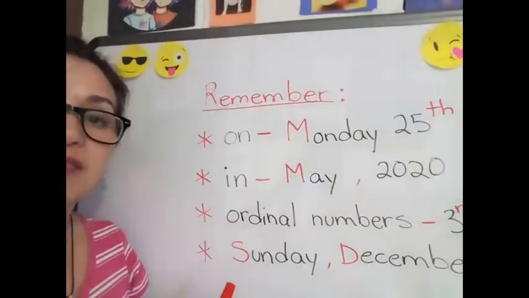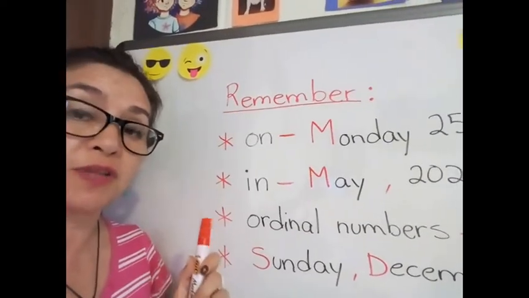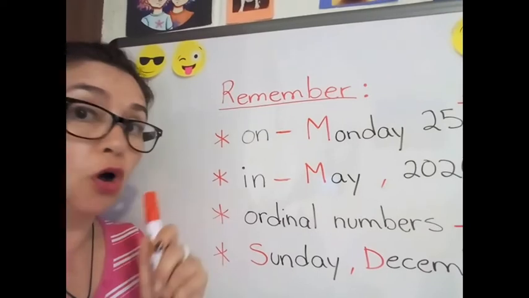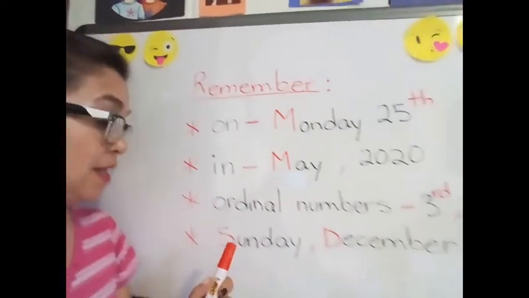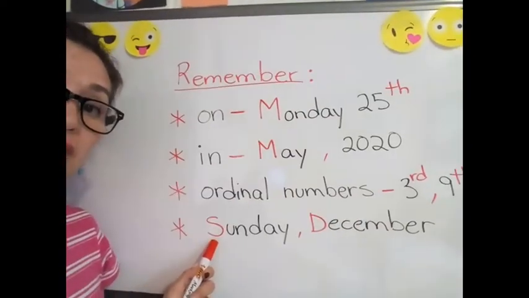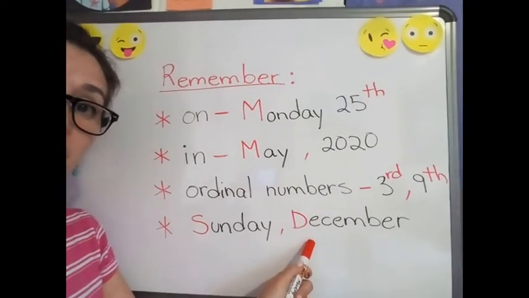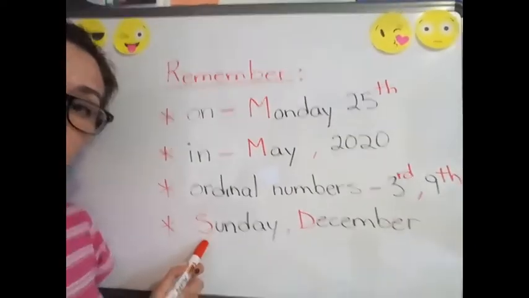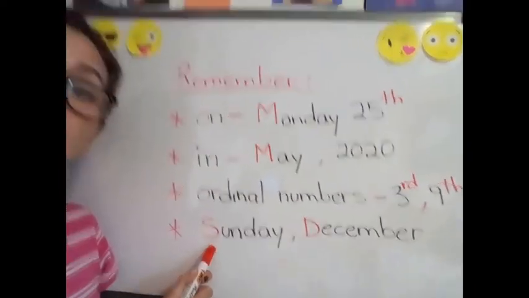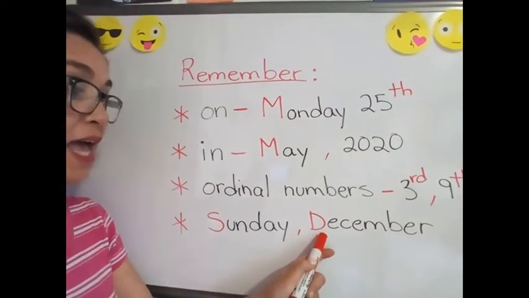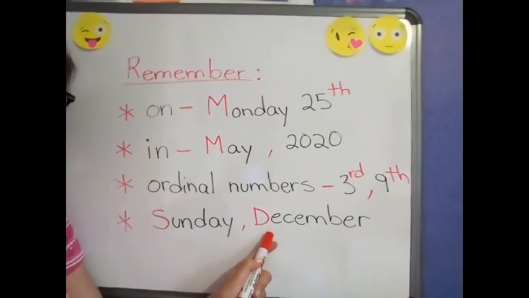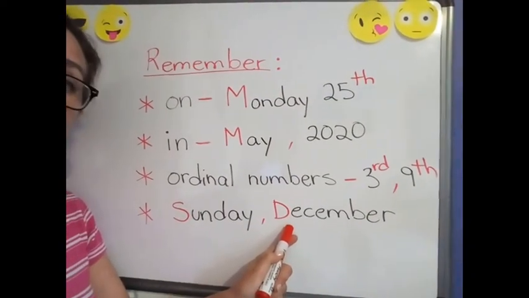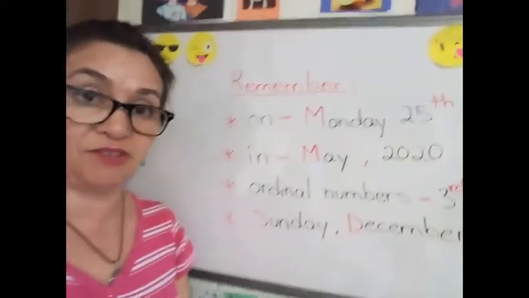And something really important you should remember is to always write the names of days of the week and months of the year with a capital letter at the beginning. Like this: Sunday, Monday, Tuesday, etc. And the months: December, January, February, March, April, May, June, etc.